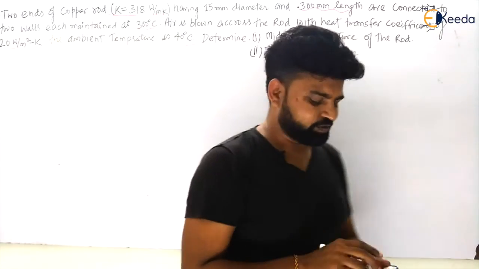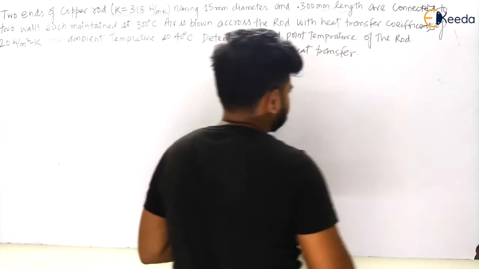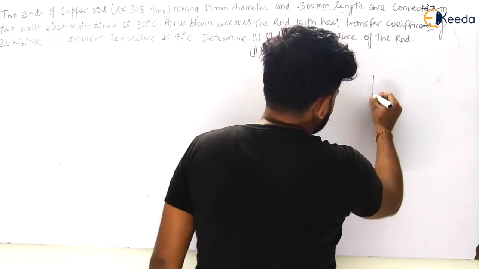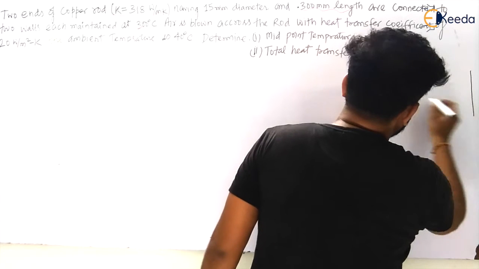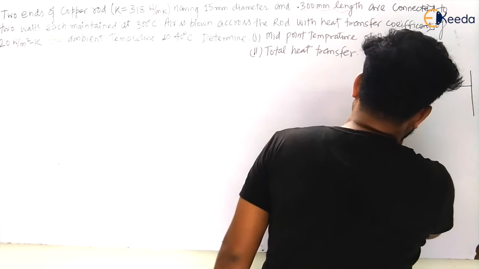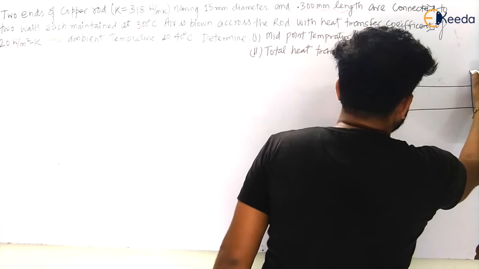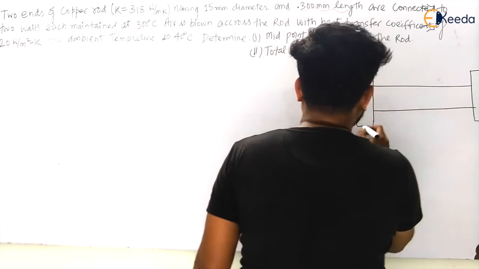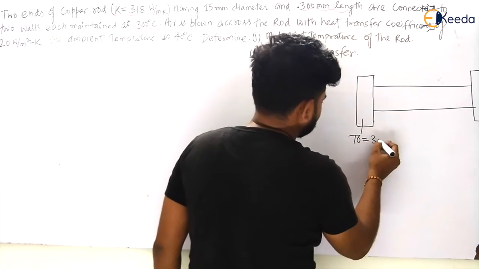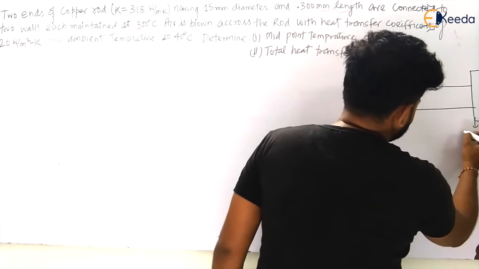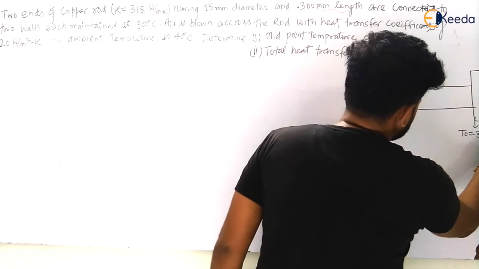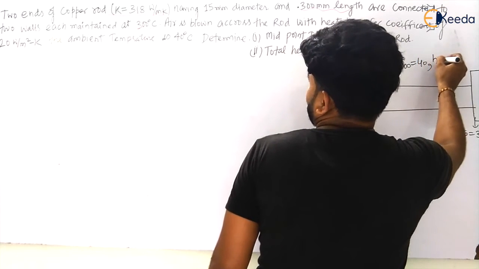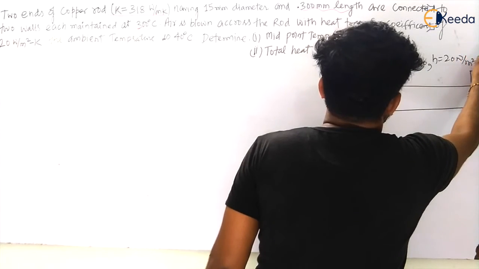So how can you understand this question? Let us see. There are two walls, and between these two walls there is a pin attached like this. There is some base temperature at this end, and also some base temperature at this end, and both are maintained at T naught equal to 300 degrees Celsius. T infinity is given to be 40 and h is given to be 20 watt per meter square Kelvin.